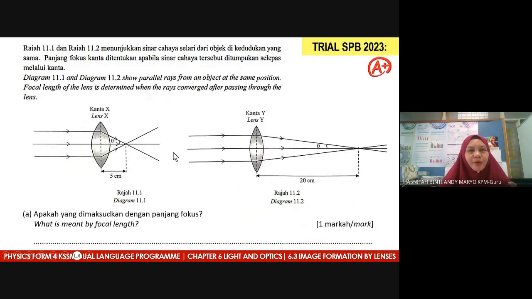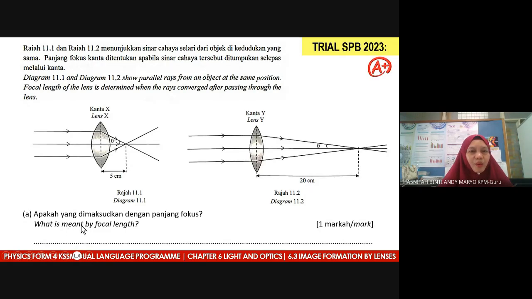Okay, this is the next question. You are given diagrams 11.1 and 11.2 showing parallel light. We have 3 parallel light rays here, and this one also 3 parallel light rays. We have lens X and here is lens Y. Both are convex lenses, but they differ in thickness, as you can see. Here the focal length is 5 cm, shorter. Here the focal length is 20 centimeter, longer.